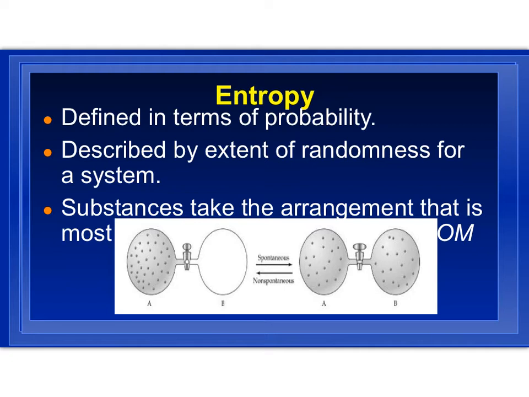Entropy can be defined in terms of probability. It can also be described by the extent of randomness for a system. Substances will take the arrangement that is most likely, which is most random. As you can see in the picture, on the left, we have a gas that is completely closed off to the other side of the vessel. And when we open up that vessel so that the gas can move to the other side, you now can see that there are more opportunities for those molecules to position themselves in that space. So they have become more random because of the larger volume that we have given them.